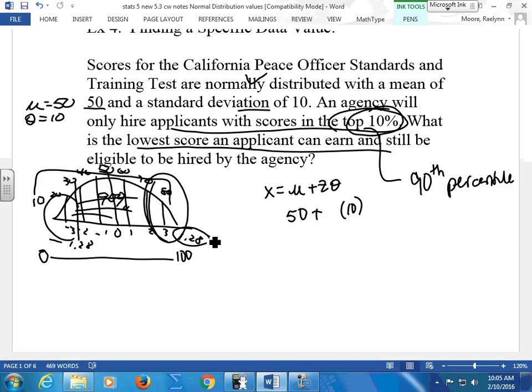So you can do that either way. If it's better for you to look up 90, look up 90. So we plug this in, and now we can find the cutoff value. We find your cutoff value to be 62.8.